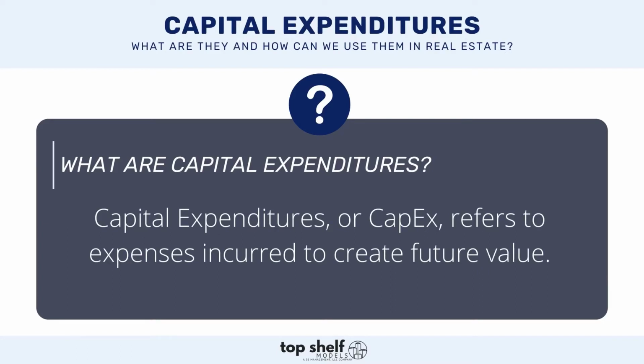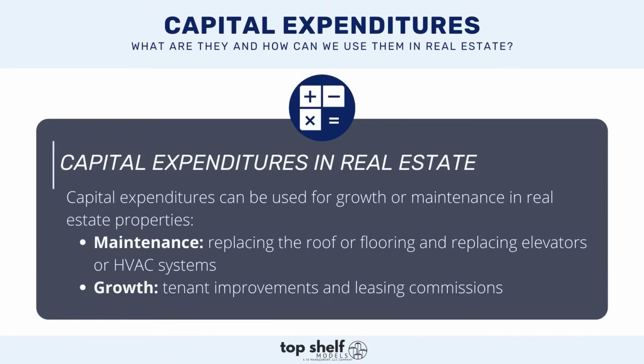In real estate, Capex refers to expenses incurred to create future value. These expenses are long-term investments intended to increase the profitability of a property in the long run, and can include things like upgrades to the property or material improvements. Capital expenditures can be used for growth or for maintenance of real estate properties. Some examples of maintenance-related Capex include replacing the roof or flooring and replacing elevators or HVAC systems. Two examples of growth-related Capex include tenant improvements and leasing commissions.